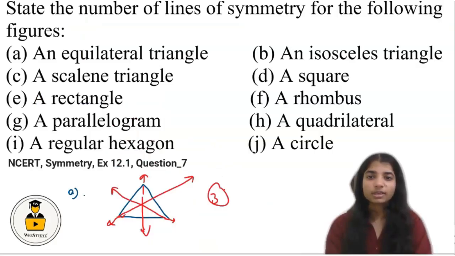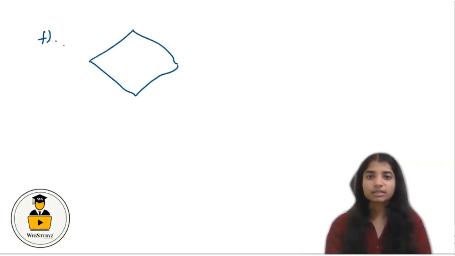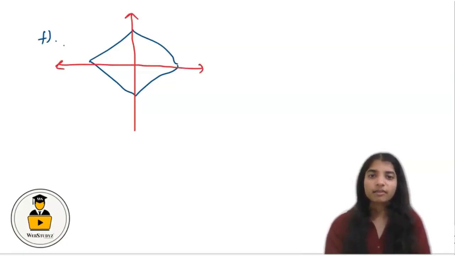Now next is a rhombus. We are considering part F, which is a rhombus. So this is our rhombus. If we divide this rhombus across this diagonal, we get the figure equal on both sides. And if we divide it from here, again we get a figure which is divided equally on both sides. So we can say that a rhombus has two axes of symmetry.